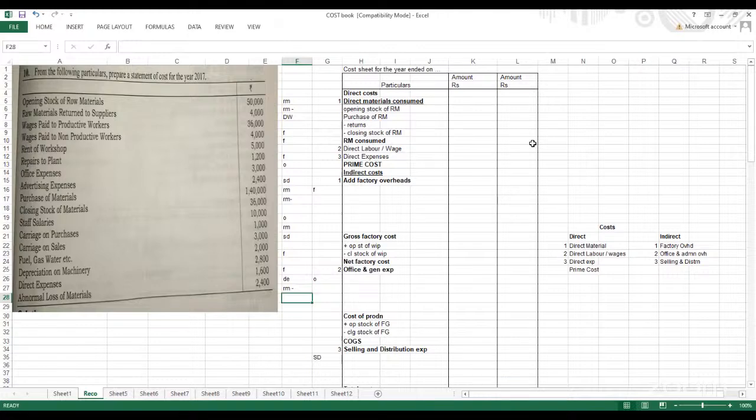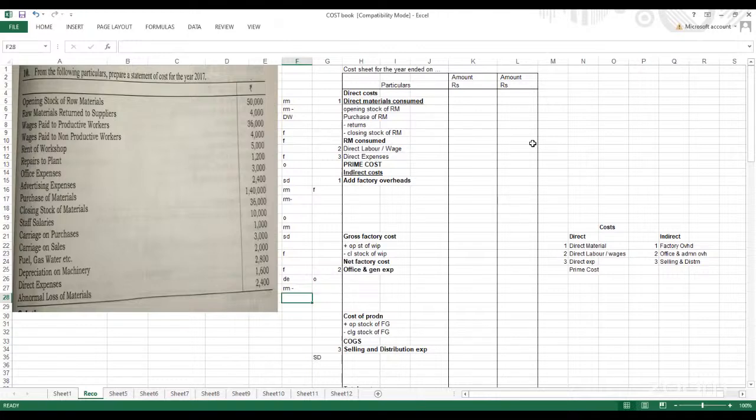Wages paid to productive workers, so direct wages, DW. Then non-productive workers, factory F. Rent of workshop, factory. Repair to plant, factory. Office expenses, O. Advertisement, S&D. Purchase of material, RM. Clear? Then closing stock of raw material, RM, but it will be minus. Staff salary will be included in office expense, so O.